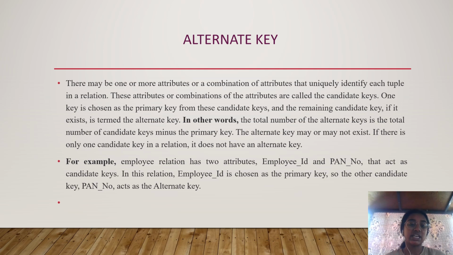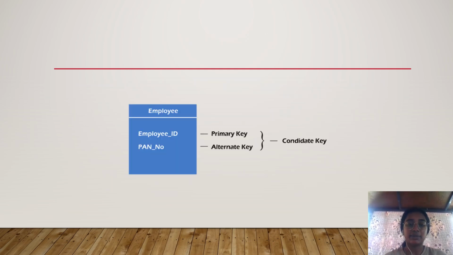If we consider an example of employee relation data, the employee relation has two attributes, employee ID and PAN number, that act as candidate keys in the relation. Employee ID is chosen as the primary key, so the other candidate key, the PAN number, acts as an alternate key. In the employee table, employee ID acts as the primary key and the PAN number acts as an alternate key, and both are considered candidate keys in the table.